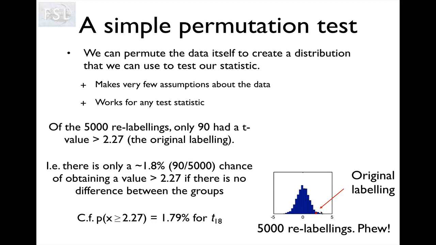We're just counting the number of cases that are as high as the original label or higher, and that gives us a p-value. And if we want to find the threshold for the 0.05 level, we simply find the 250th largest value, because 250 over 5,000 is 0.05, and it will be there somewhere. So it will be very easy to do this. So you can see what we've done here is we have used the data itself to build our own null distribution.